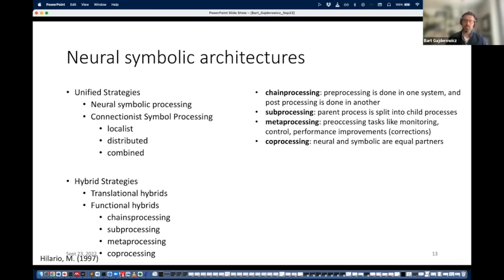Meta-processing. So this is processing that is done on the actual model building or training or testing, such as monitoring its performance, controlling what should be done, and monitoring performance in order to make improvements. And so you can see that a system might actually be improving by having a subsystem do the meta processing, improving the system more and more. And co-processing. So this is one where neural and symbolic AI are equal partners and they interact together, often working in parallel to solve a particular problem. And I'll show you that this one is actually one of the more successful ones, where they play equal roles.